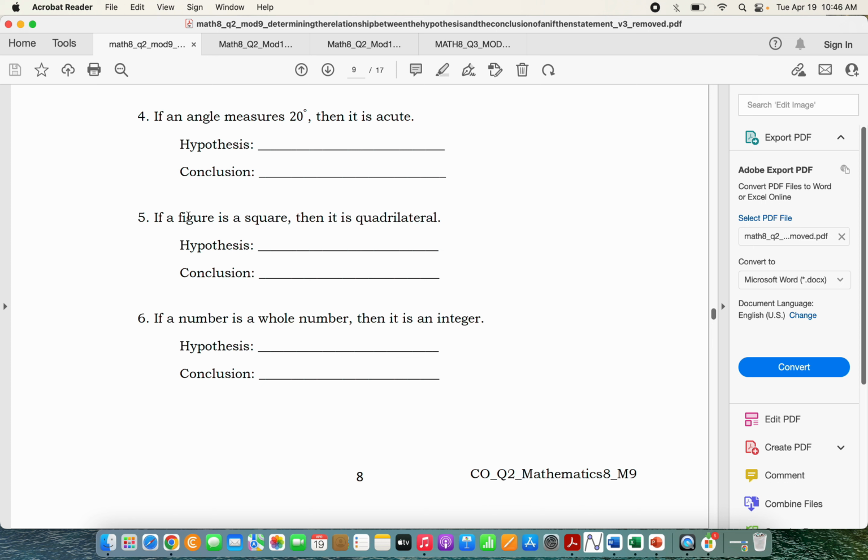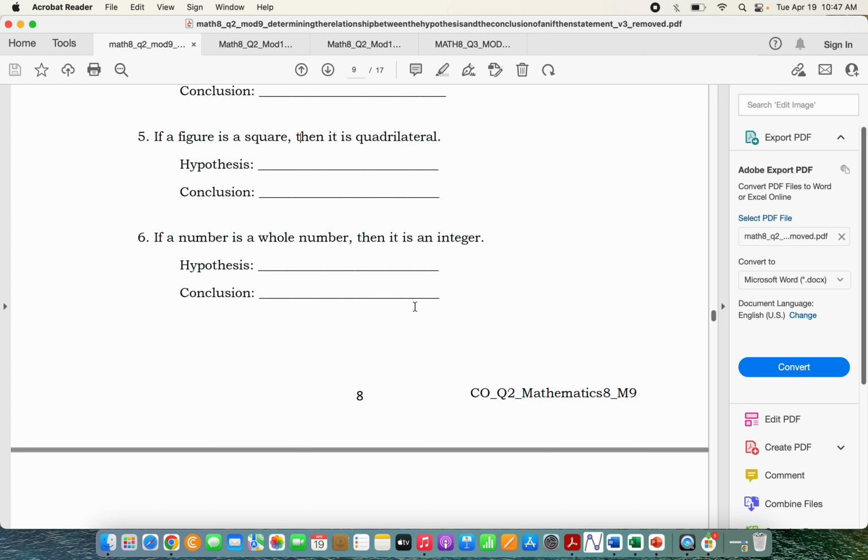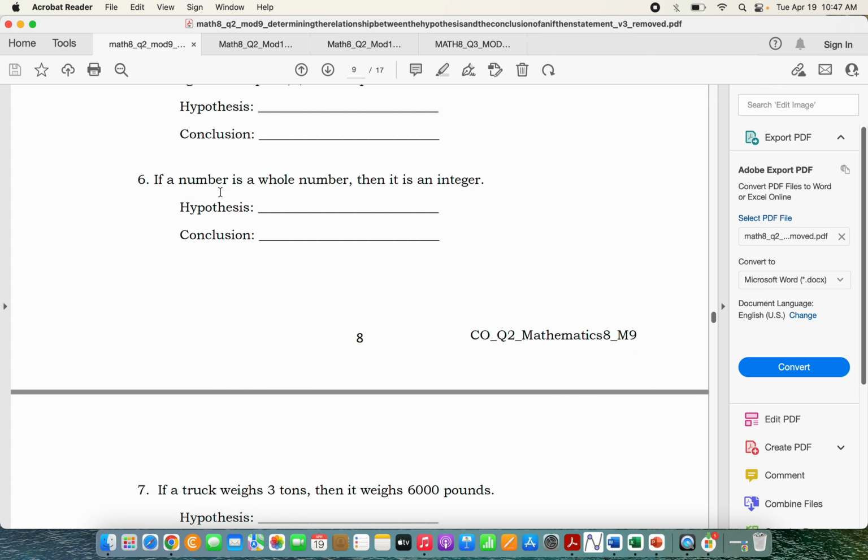So again, if a figure is a triangle, the hypothesis is true, and the conclusion, then it is a quadrilateral, is false. Because a triangle does not have 4 sides. Hindi siya quadrilateral. Kaya nga siya tri. The word tri means 3. It is a 3-sided polygon. Okay? And let's have number 6.